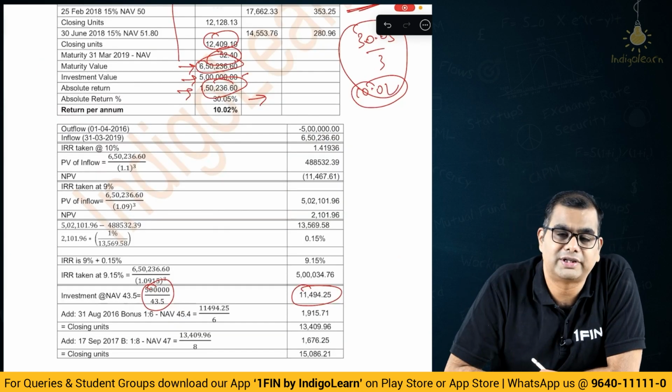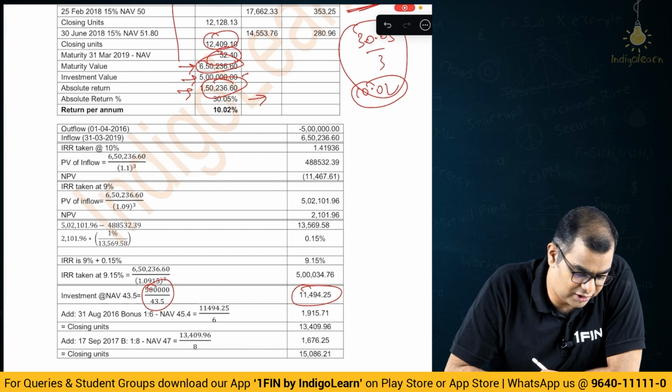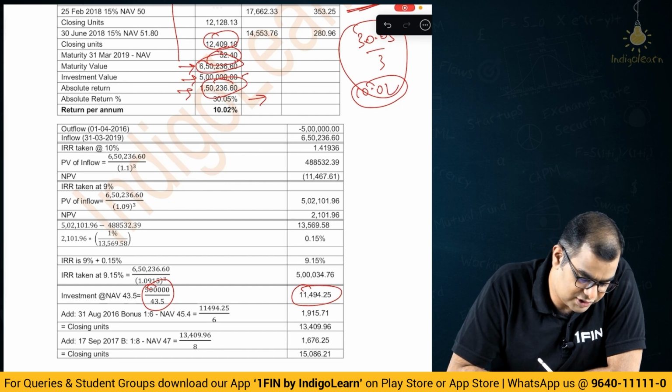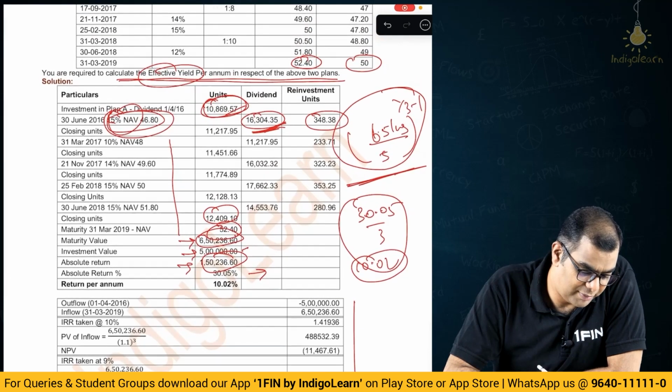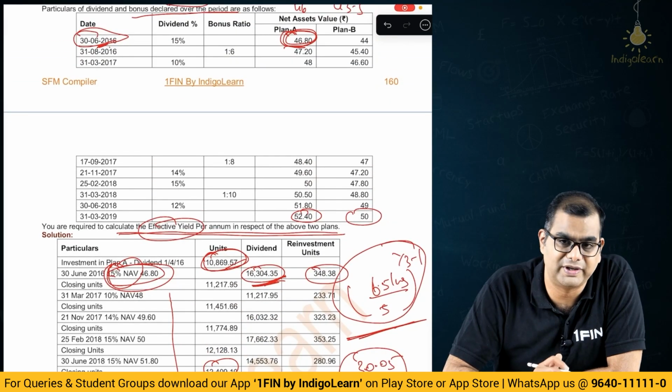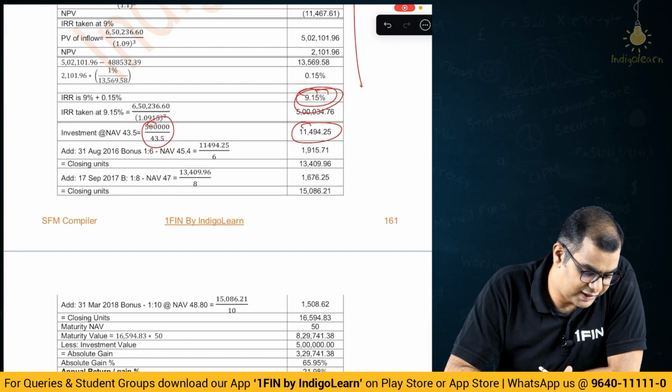If you try and compute it using the IRR method or 1 by 3 and all of that, you will end up at a rate which is close to 9.15%. Now, coming to the bonus plan. Now, the bonus plan is very, very simple. It is far easier. Why is that the case?